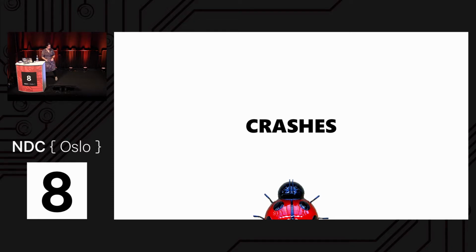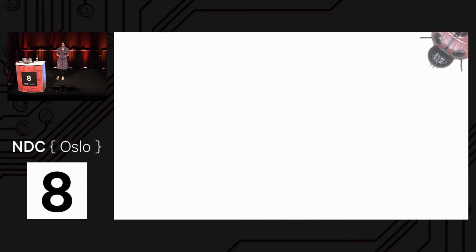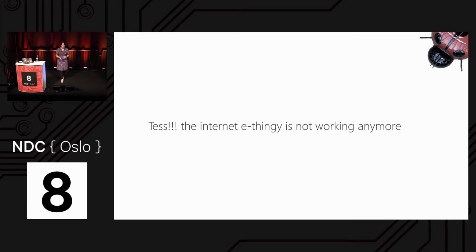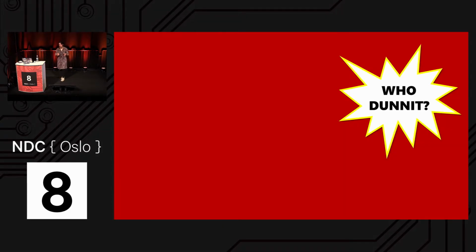We're going to look at crashes, performance issues, and memory leaks. So we'll start off with crashes. And a crash typically manifests itself like this. My mom calling in: "Tess, that internet thingy, it's not working anymore." And I'm going like, okay, Edge? Mom, what did you do? "I didn't do anything." Okay, so if she did not do anything, then who did?